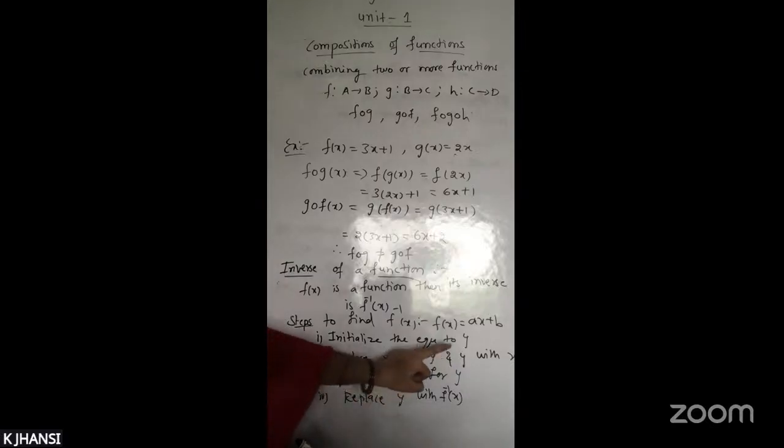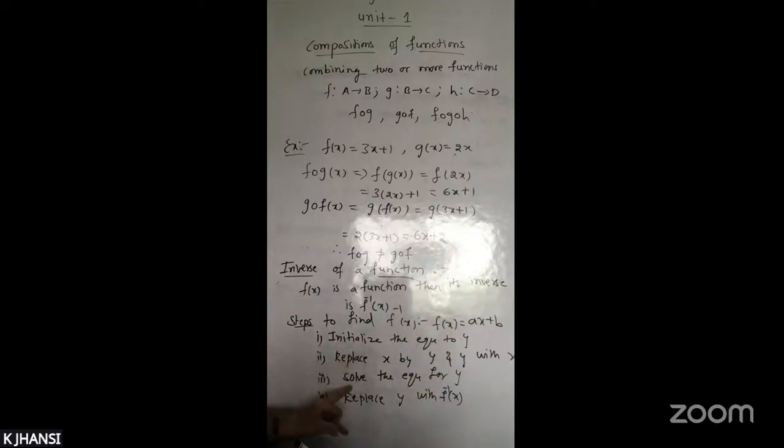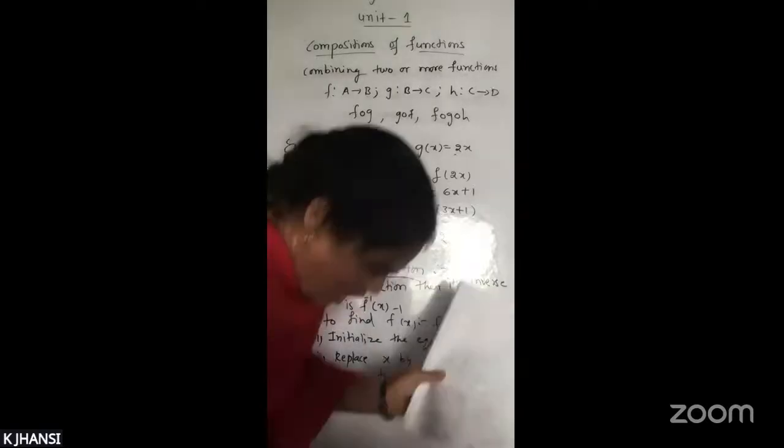Replace x by y and y by x. Means here x equals ay plus b. And solve the equation for y. So whatever the value of y you find there, replace the y with f inverse of x. So we'll see one problem on this, then you can understand this one. You have a problem in the textbook also. You can see there.